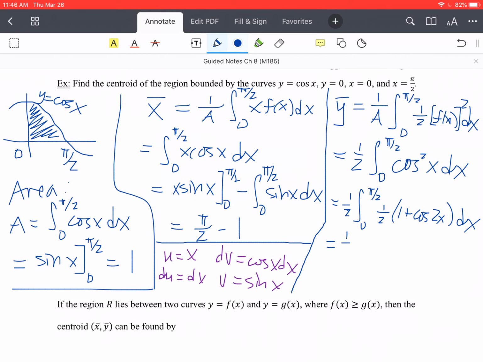Okay, 1/2 and 1/2 is 1/4. Antiderivative of 1 plus cosine 2x is x plus 1/2 sine of 2x, evaluated from 0 to pi over 2. And then if you evaluate this, so evaluate f of b minus f of a, multiply by the 1/4, you end up getting pi over 8 for this value.